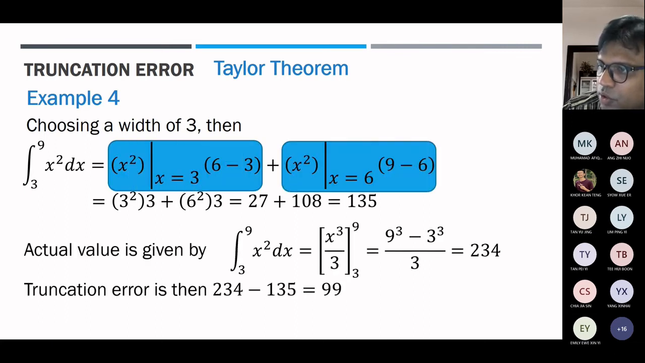So if you see the difference between the exact and the approximation, the truncation error is about 99. Which means you take the exact solution, 234, minus the approximation, 135, and the truncation error is about 99. So how are we going to improve this? Now the question is, how are you going to improve this error?